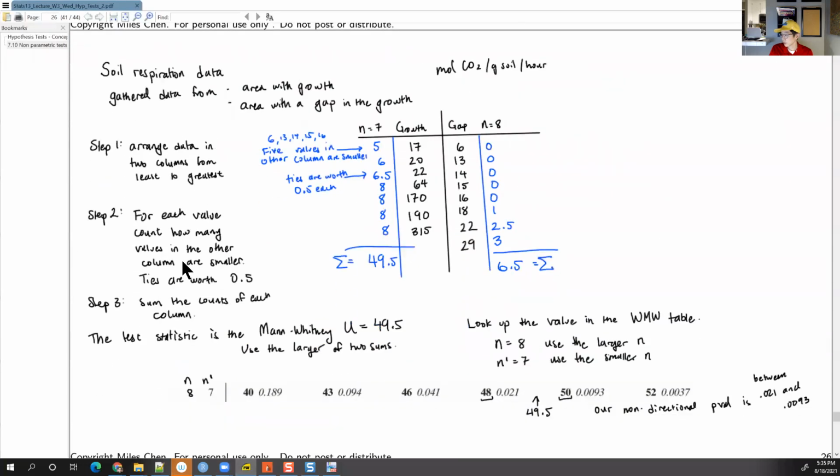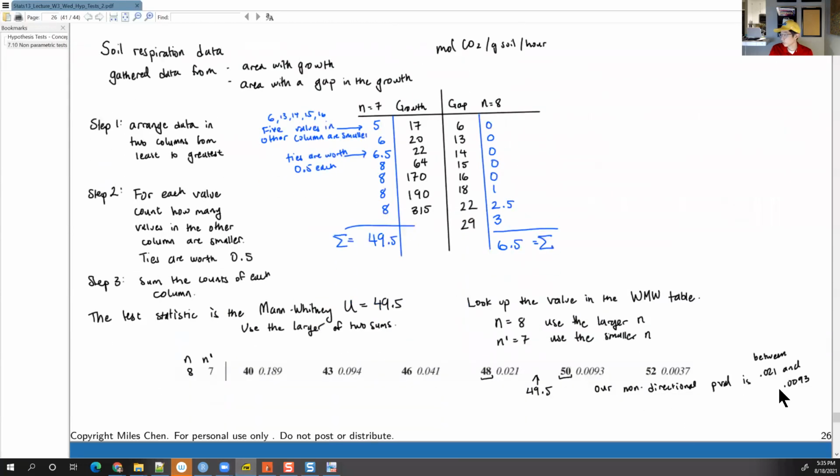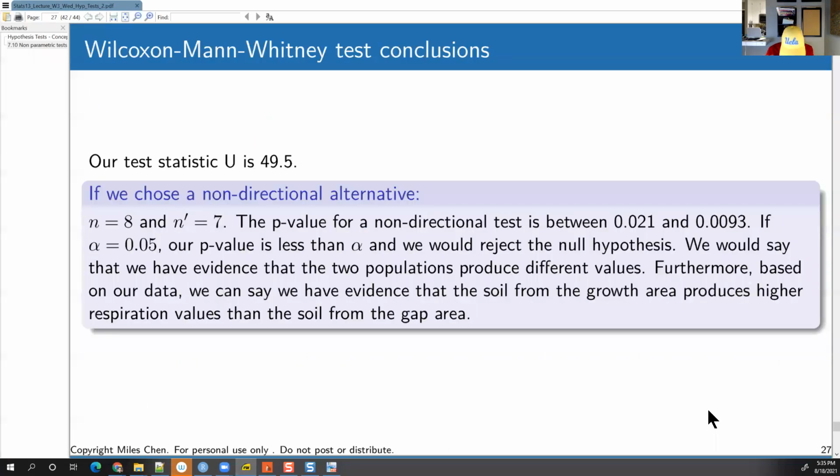So our non-directional p-value, again, is between 0.021 and 0.0093. If we choose a non-directional alternative, this would be our conclusion. Our p-value is between 0.021 and 0.0093. If alpha were 5%, our p-value is less than alpha, and we would reject the null hypothesis. We would say we have evidence that the two populations tend to produce different values.